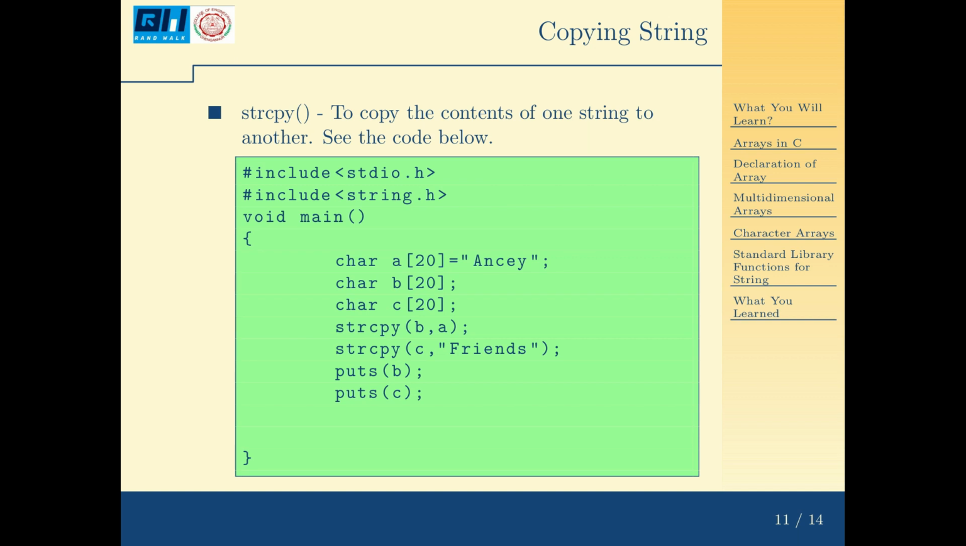So in this code you can see that the character array A[20] is ANSI. Then I have declared character arrays B[20] and C[20]. Then strcpy(B, A) means whatever is in A is copied to B. Then I can copy to string C the string friends. Then puts B and C will print the strings B and C. So here I use the strcpy and puts commands.